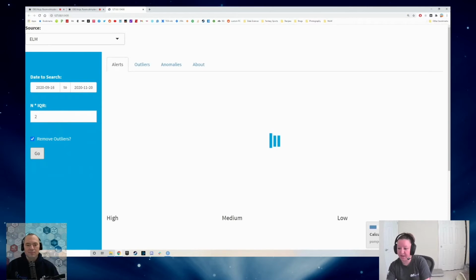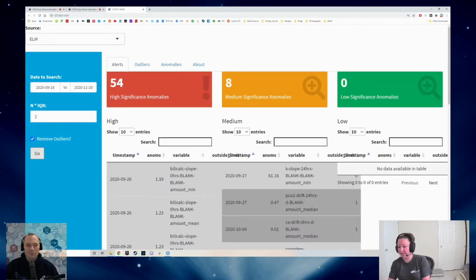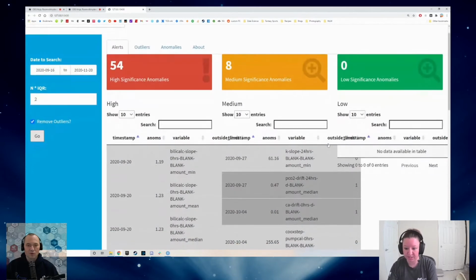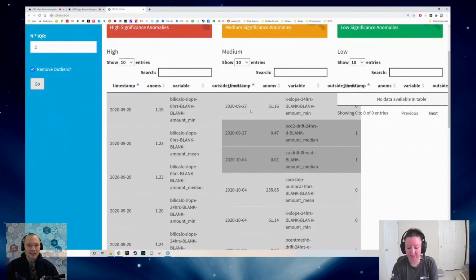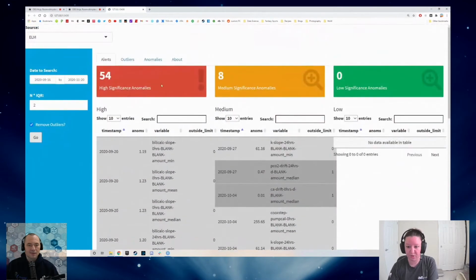What you're seeing on the bottom is all the different iterations that we're going through. We're looking at different analytes, things like lactate, glucose, and then different measurement hours and different types of aggregations. I want to say there's a few dozen of those combinations. Now, this is a little smushed because of the zoom, but hopefully you can see it. Between this time frame, 54 high significance anomalies were found, 8 medium, 0 low.